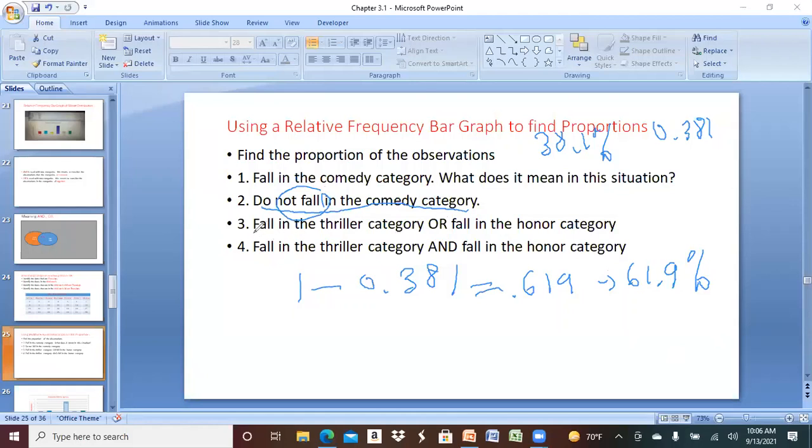And question 3 is thriller or horror, where you add them together, right? Thriller and horror. You look at this one.